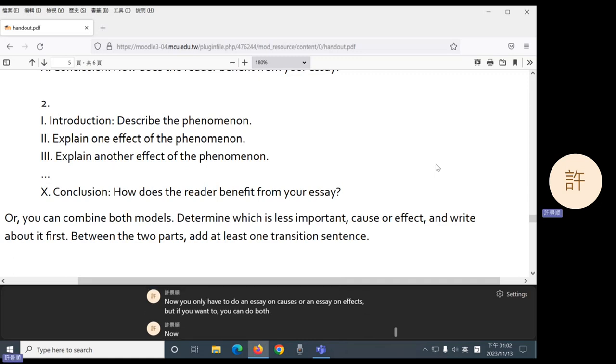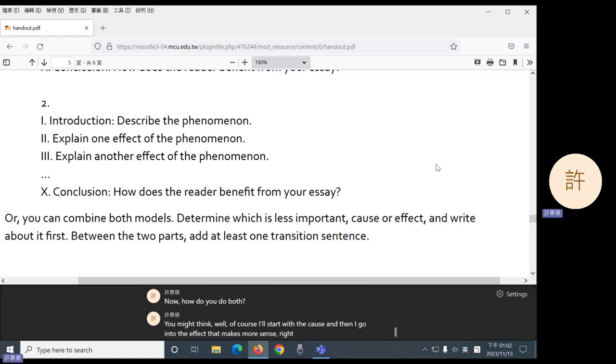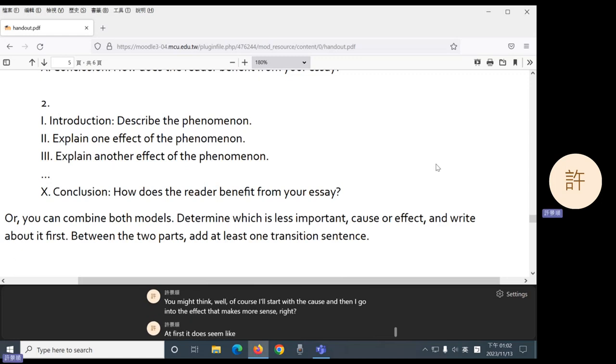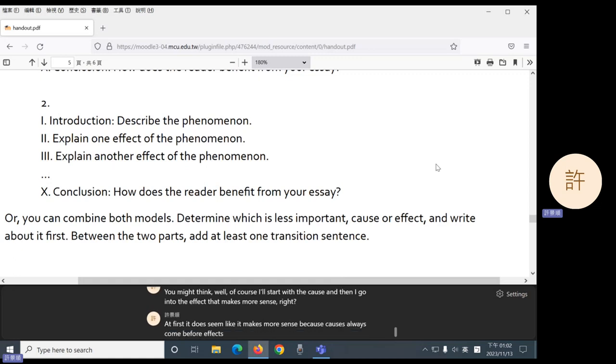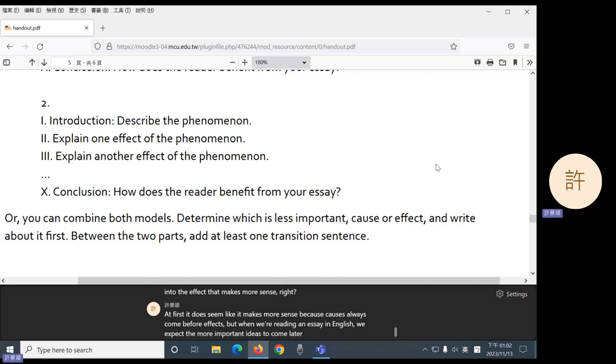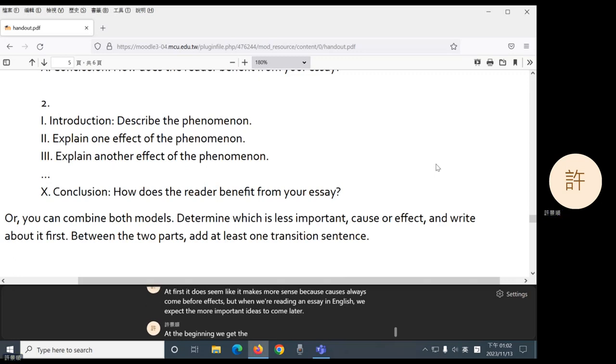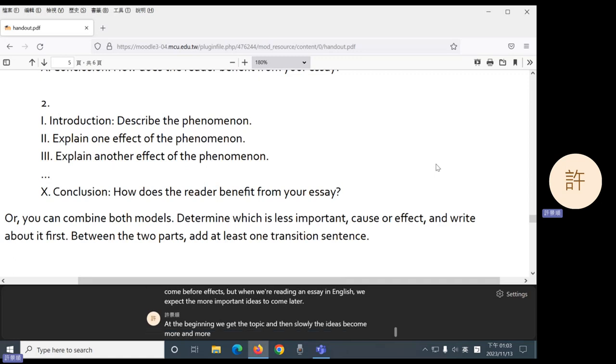Now, how do you do both? You might think, well, of course I start with the cause and then I go into the effect. That makes more sense, right? At first, it does seem like it makes more sense because causes always come before effects. But when we're reading an essay in English, we expect the more important ideas to come later. At the beginning, we get the topic, and then slowly the ideas become more and more important.